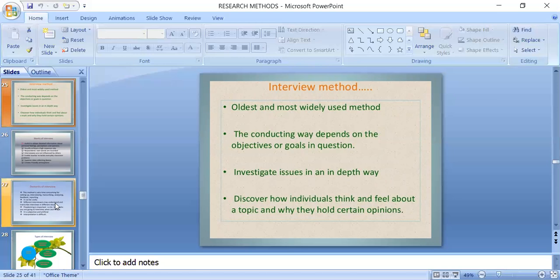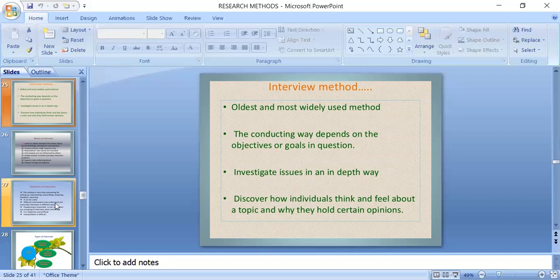Interview methods. Interview is the oldest and most widely used method. The way of conducting an interview depends on the objectives or goals of the questions. It means what you actually want to find. Number three, investigate an issue in an in-depth way. In an in-depth way, the interviewer wants to know what you are actually feeling, what your competencies actually are.